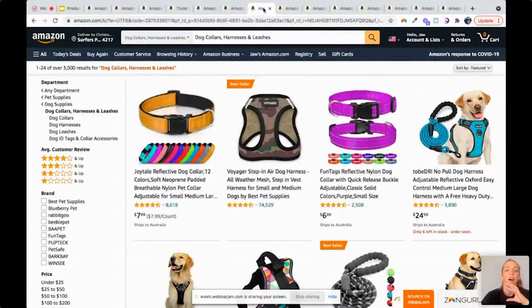Right, next one. So I personally love the pet niche. I think maybe I'm an animal lover. I love spending money on my dog, and I'm not the only one. So the pet category is awesome to do product research in. As you can see here, we're in dog collars, harnesses, and leashes.